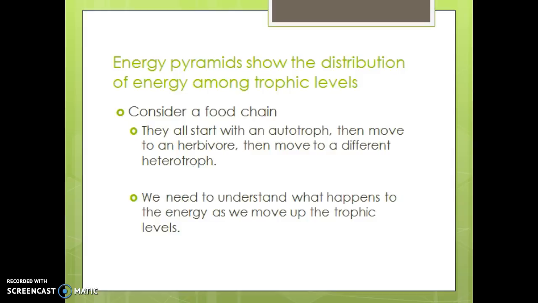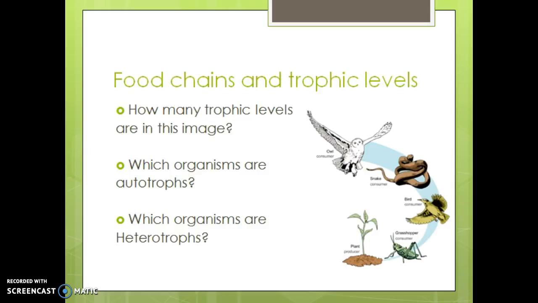So let's check that out in a food chain. Here we see a food chain. We have, looks like 1, 2, 3, 4, 5 trophic levels. So how many trophic levels are there in this image? There's 5. And it starts with a producer. What's another name for a producer? An autotroph. So the plant, it goes through photosynthesis. It's a producer. It can make its own food.